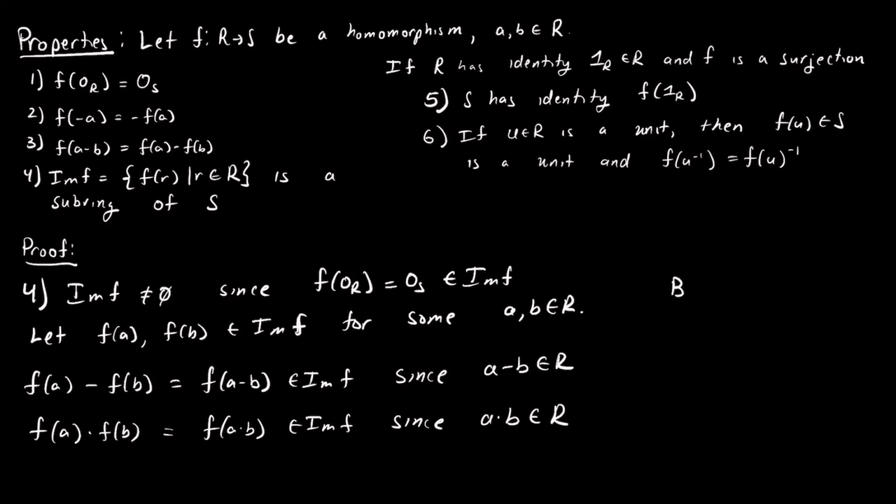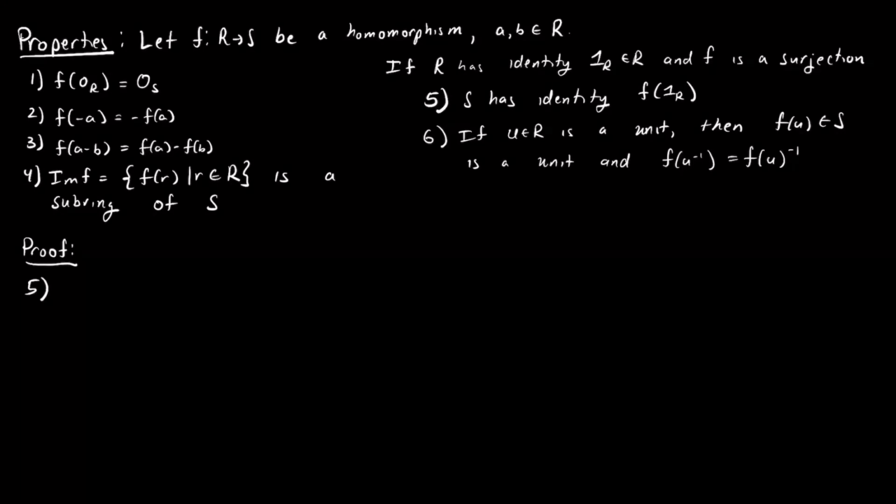So I can say that by the Subring test, and if you need to recall the Subring test, this was proved in the last video on subrings, the image of f is a subring of S. So this is going to be a subring of S. Okay, so that proves property 4.